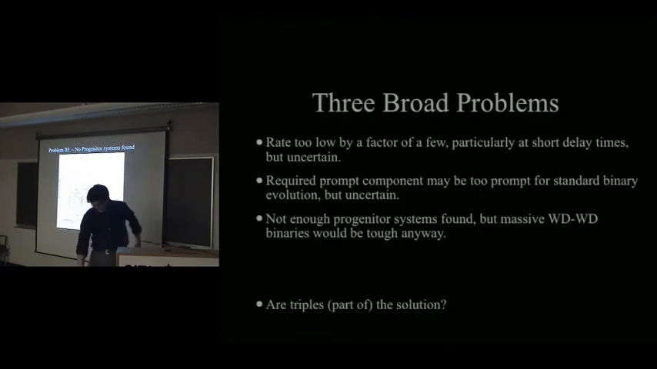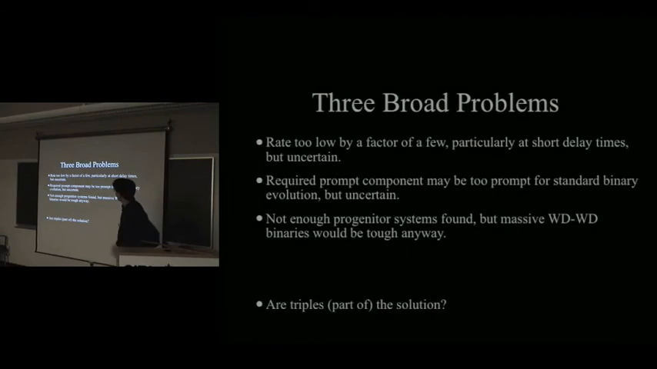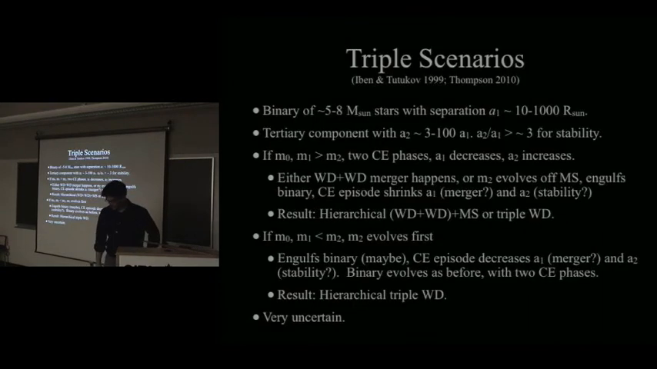So, roughly speaking, there are these three problems: rates too low, required prompt component may be too prompt, and not enough progenitor systems found. And the question is, are triples part of the solution? So let me discuss that. The triple scenario would be quite complex, exactly what would be going on.